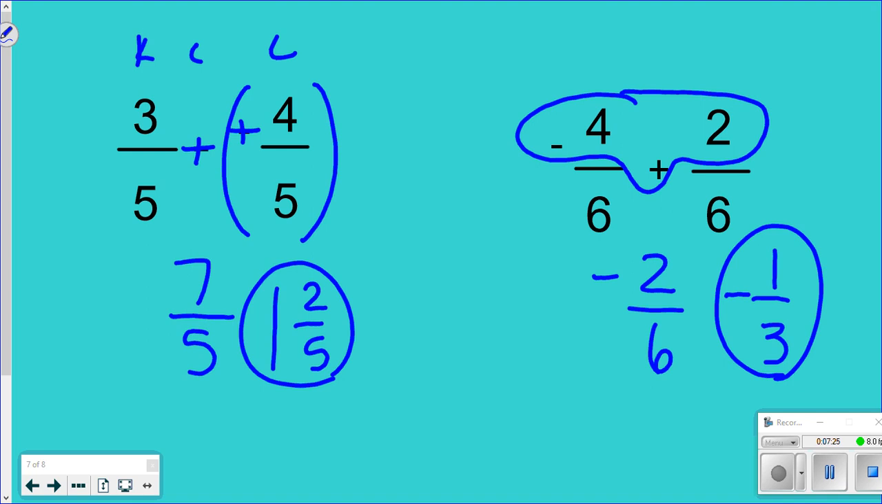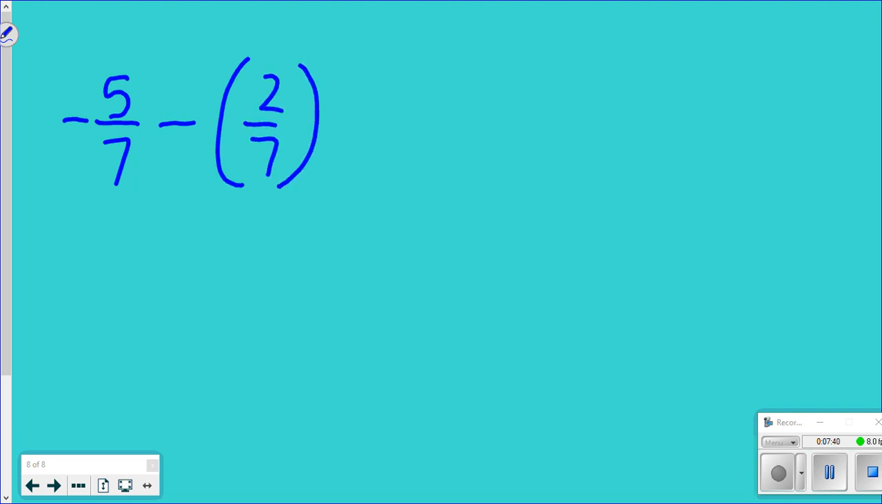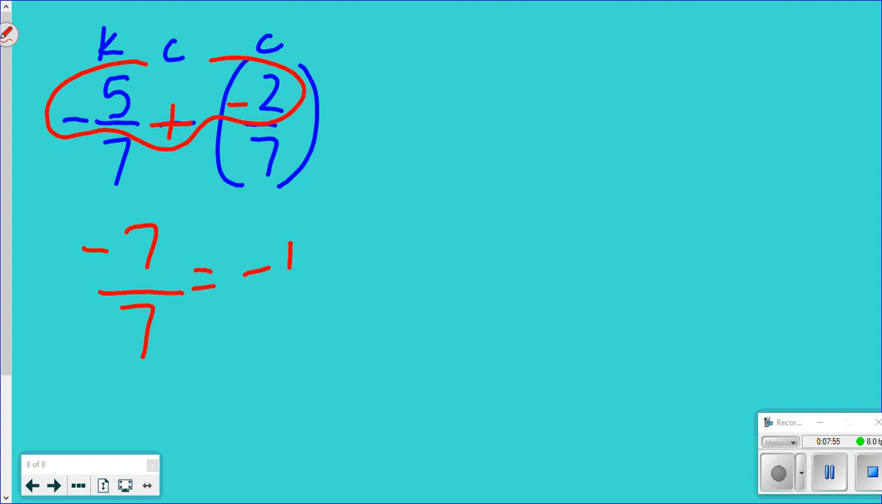I'm going to do one more negative one with you. Probably two. I'm going to do one with whole numbers and one with just some small fractions. So if I have negative 5 sevenths minus 2 sevenths, this is keep, change, change also. I have subtraction and a negative. So the first one's going to be kept, this is going to be changed, this is going to be changed. Now I have 7 as a denominator, and then I have negative 5 plus negative 2, which would be negative 7. Reducing it would be negative 1 over 1 or just negative 1. That works fine. So be careful with keep, change, change because it'll happen.